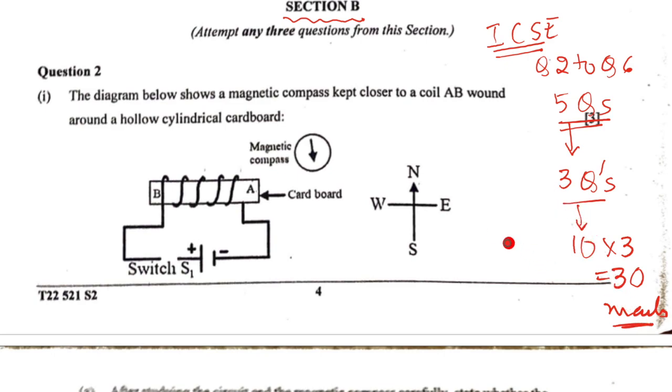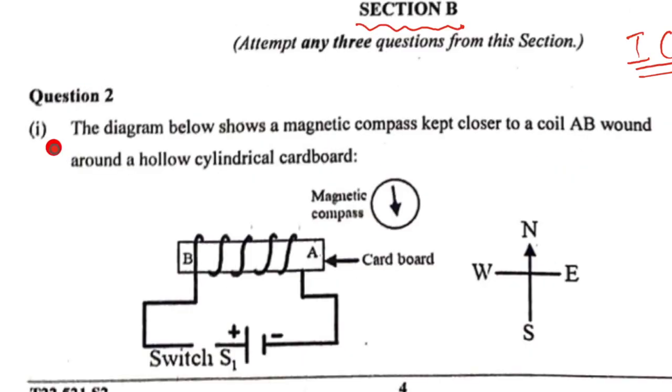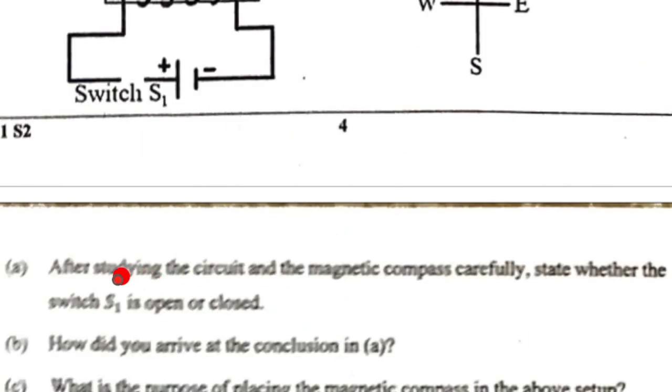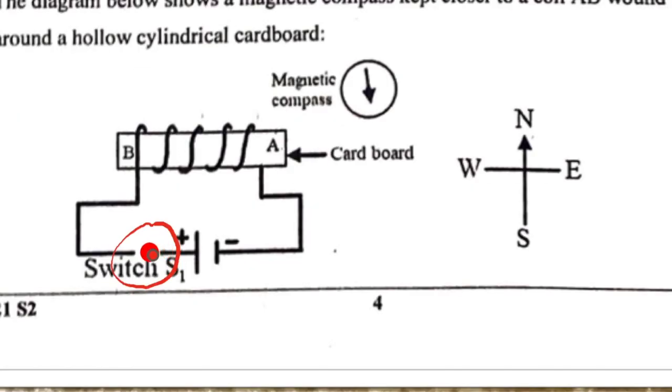Alright, so now that we've understood this, look at our question 2. The first part: the diagram below shows a magnetic compass kept closer to the coil AB, wound around a hollow cylindrical cardboard. So we have this cardboard and this is the coil, and you have to find out, after studying the circuit and the magnetic compass carefully, whether S1 is open or closed. So this switch S1, we do not know if it is open or closed. But supposing it is closed, then the current will flow like so. And here it will be clockwise direction, and so A will become south.